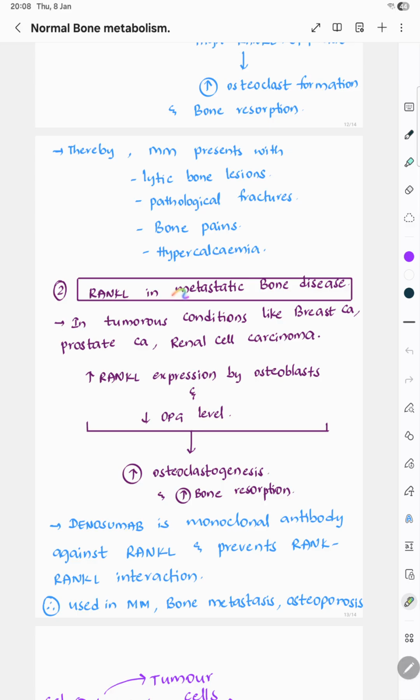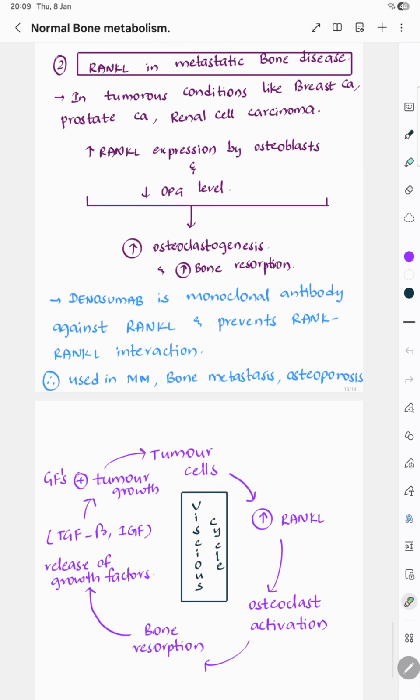In metastatic bone disease, that is tumorous conditions like breast cancer, prostate cancer, and renal cell carcinoma, there will be increased RANKL expression by osteoblasts and decreased OPG levels. It leads to increased osteoclastogenesis and increased bone resorption. Denosumab is a monoclonal antibody against RANKL. It prevents the binding of RANK with RANKL and therefore is used in multiple myeloma, bone metastasis, and osteoporosis.